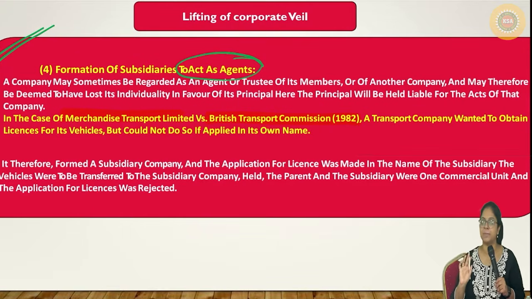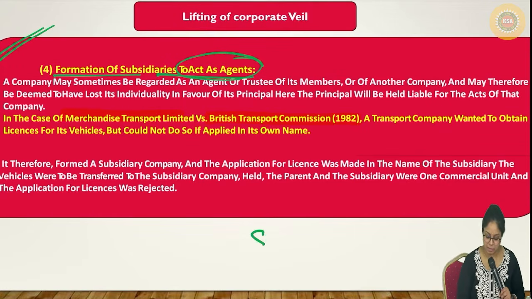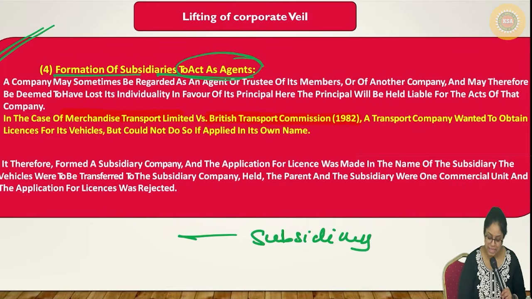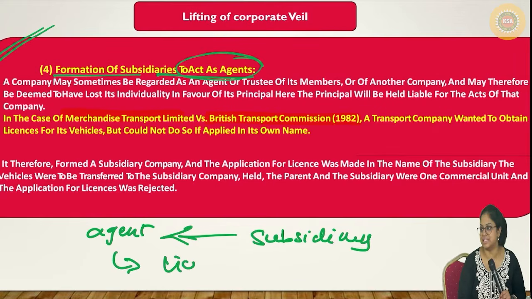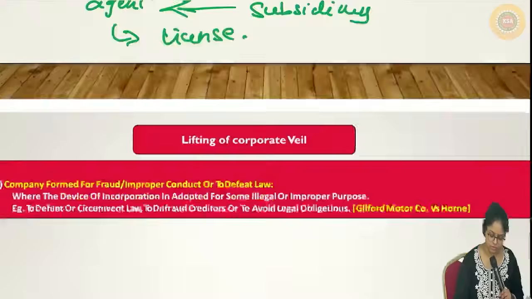But when the transport department came to know that this subsidiary company has the same members as the holding, they said, no, we are going to lift the corporate veil. The members and the company are the same, hence the license will be completely cancelled, right? So this is when you form a subsidiary to act as your agent. The subsidiary is only acting as the agent of the holding to get the license. So we said such things cannot work. We are going to cancel your license and lift the corporate veil.